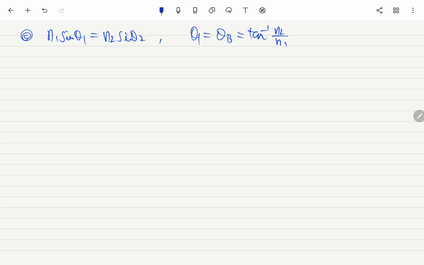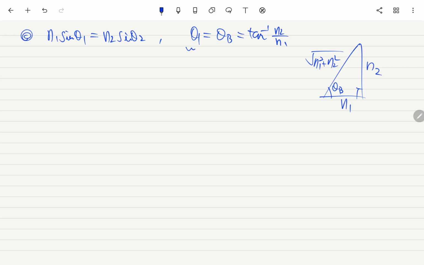Okay, let me see how to derive. So for theta b, we can actually draw out a right angle triangle. This is N2, this is N1, and this is theta b. So the hypotenuse will be N1 square plus N2 square, and then take the square root of the whole thing.